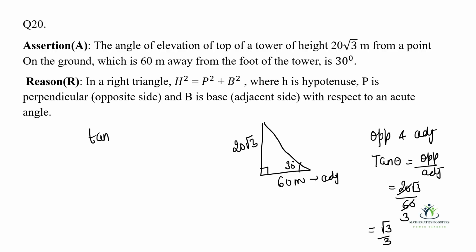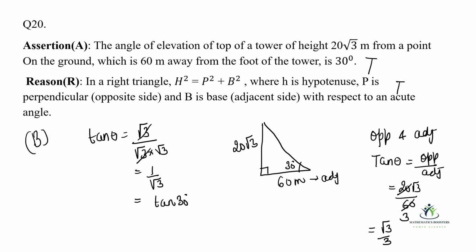So tan theta root 3, 3 can be written as root 3 into root 3. Both are cancelled. 1 upon root 3. When tan theta is 1 upon root 3, it is tan 30°. So this is true. This one is also true. Hypotenuse square is equal to perpendicular square plus base square. But we haven't used this because यहाँ पर सिर्फ side पता चलती है, यहाँ पर हमें angle भी given था. So this is B. Both are true, but R is not the correct explanation.